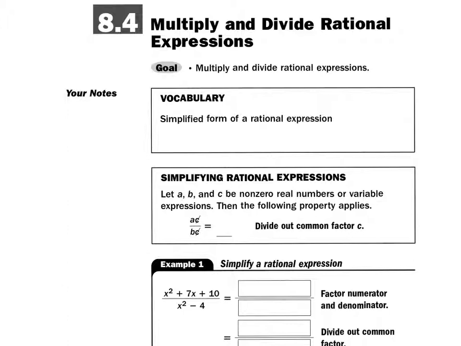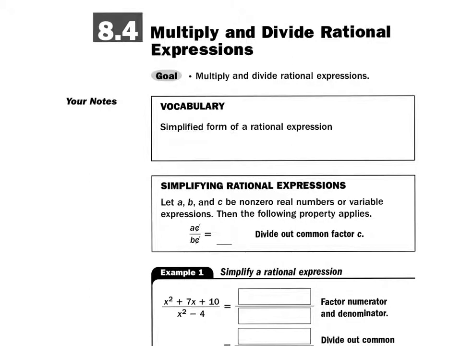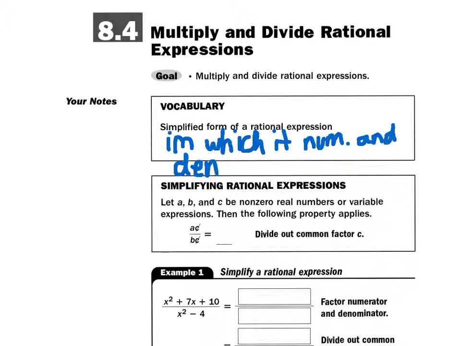It is an expression in which its numerator and denominator have no common factors.